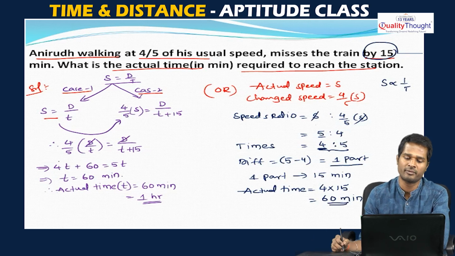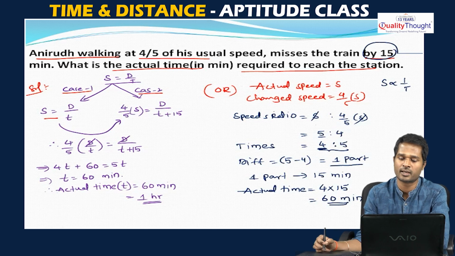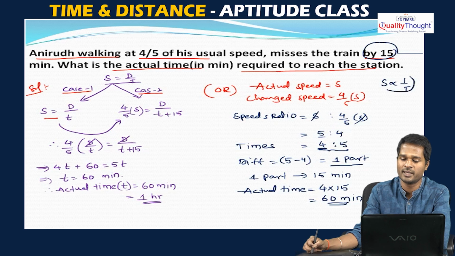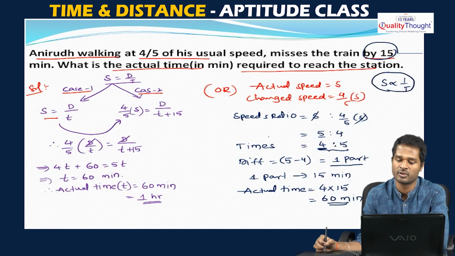So we can solve it either way. The first method is traditional and the second method is this. See what we have done in the second method. We have taken the actual speed as s and the changed speed is 4 by 5 of s. So the speeds ratio s is to 4 by 5 of s, which is 5 is to 4. As we know, speed is inversely proportional to the time. So 5 is to 4 of their speeds will become 4 is to 5 of the time periods.